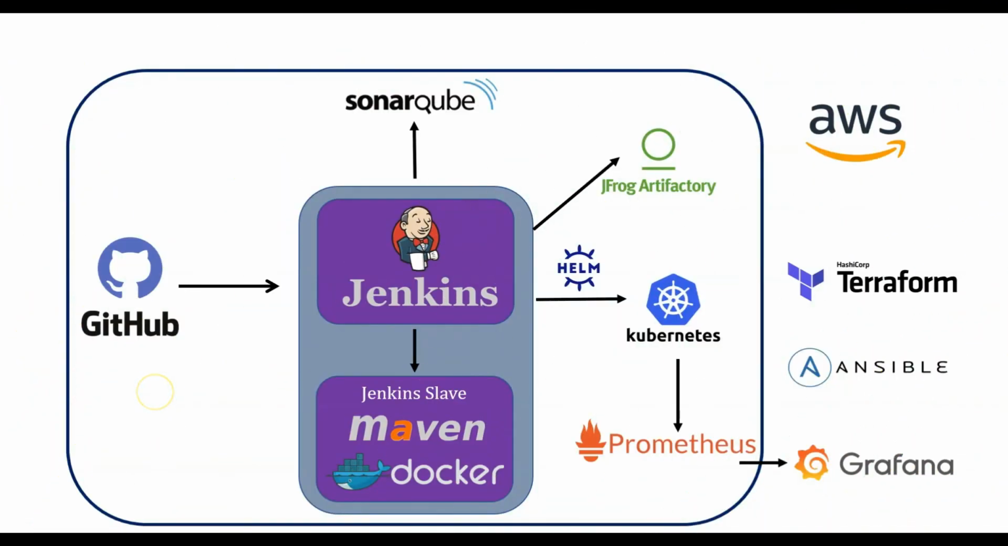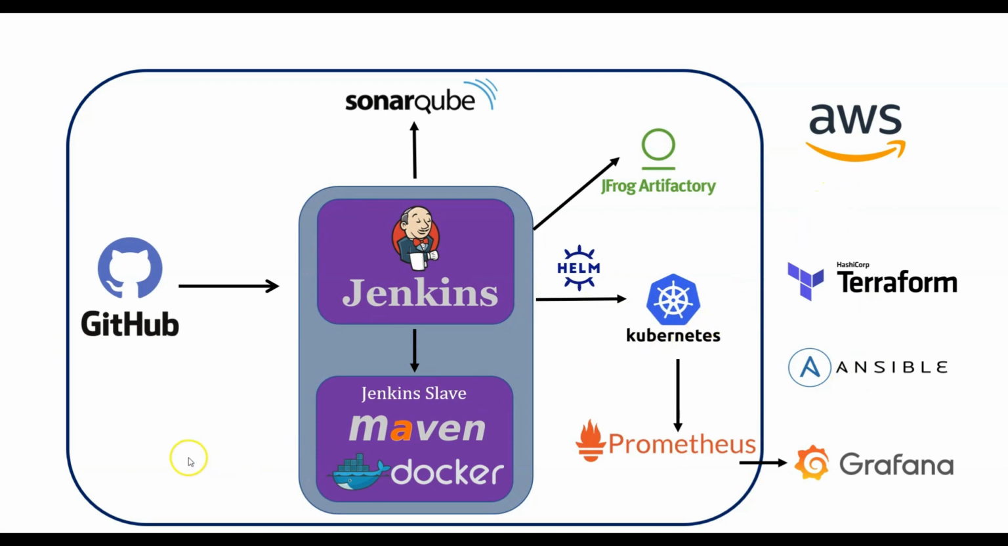Let's go and see the architecture of this new project and the topics what I'm going to cover as part of this course. If you see the tool set which we are going to use in this course is GitHub, Jenkins, Maven, Docker, SonarQube, JFrog Artifactory, Helm, Kubernetes, Prometheus, Grafana, Ansible, Terraform. And this CI/CD pipeline we are going to set it up on AWS.